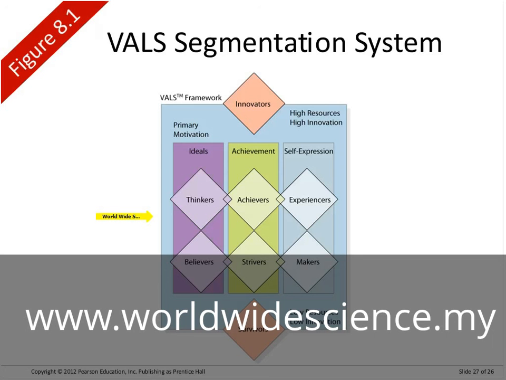Okay, welcome. Sometimes we say, what about high resources and high innovation? We say innovators. In the segmentation, we are looking for innovators. They have primary motivation for ideals, achievement, self-expression. It is a different state of this segmentation system, and there are many thinkers, achievers, and experiencers. Sometimes the customer thinks about our product, sometimes achieves, and sometimes experiences. It means the different states of reaching and experiencing a product, for example, good or service. And we also have believers, achievers, and makers.